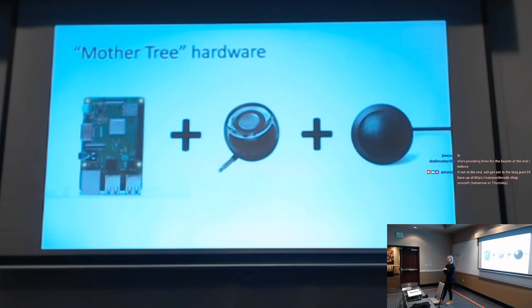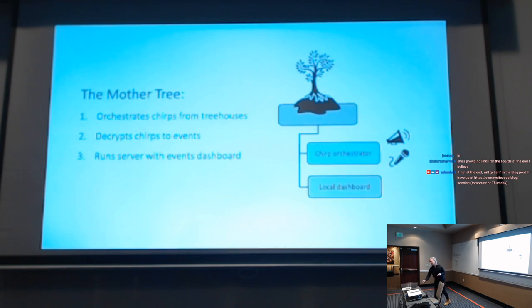So this is the old wise tree. And it's not actually a tree. It's a Raspberry Pi. It has very similar hardware. It has a microphone and a speaker. What the mother tree does is it orchestrates the chirps. It asks each plant in turn what its stats are, so it chirps and the plant chirps back. It has the central repository of information, and then all the other plants also know about each other's stuff too.